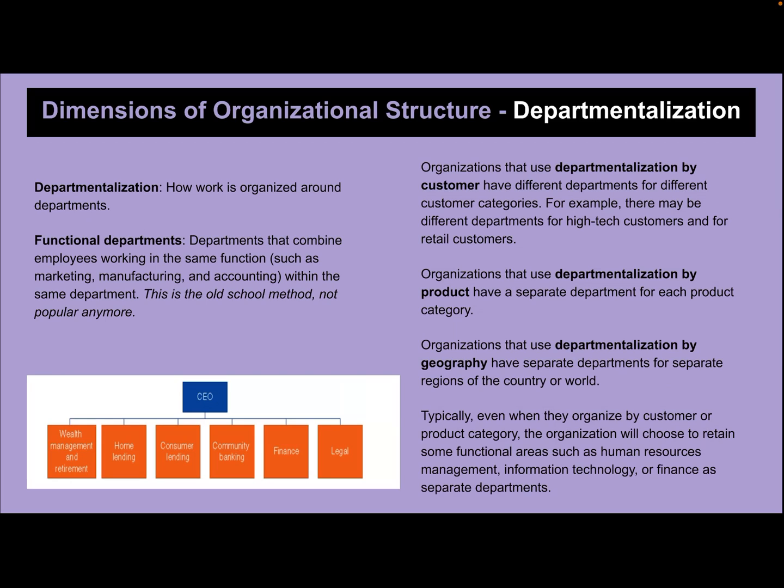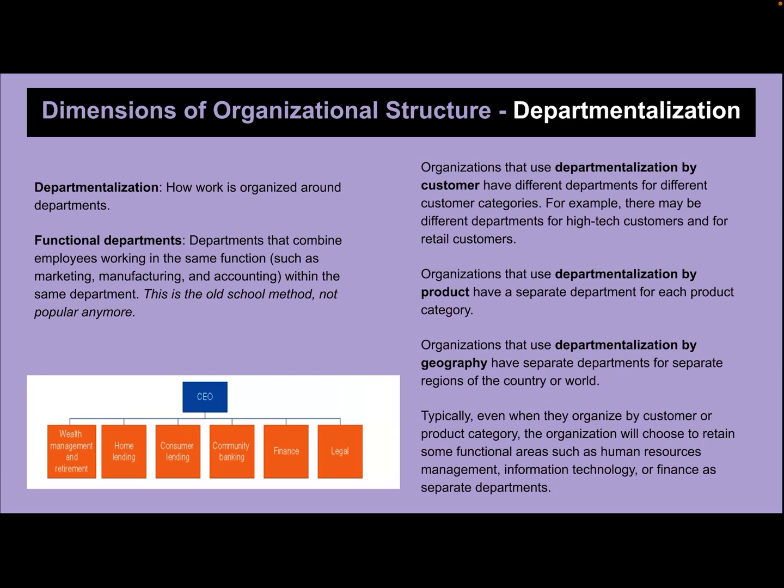Then there's also a finance and a legal department. They probably also have an IT department and other levels of management. But the point is, we're not just splitting up by what everybody can do. They're splitting them up based on the type of consumer or type of customer or the type of product that they're working with. So organizations that use departmentalization by customer have different departments for different customer categories. Organizations that use departmentalization by product have separate departments for each product category. And organizations that use departmentalization by geography have separate departments for separate regions of the country or the world.